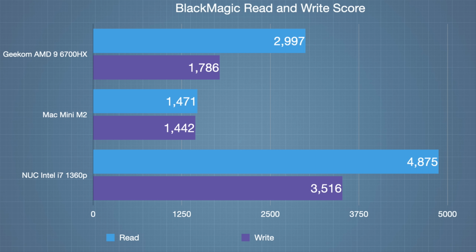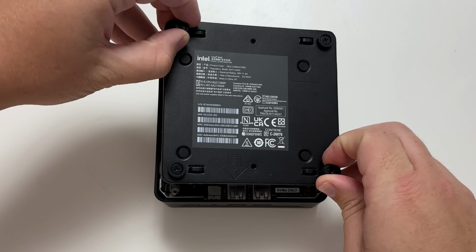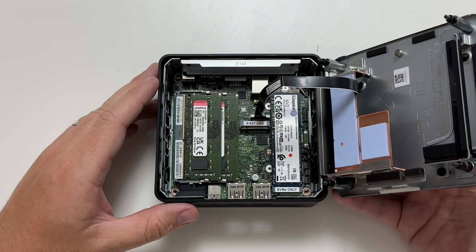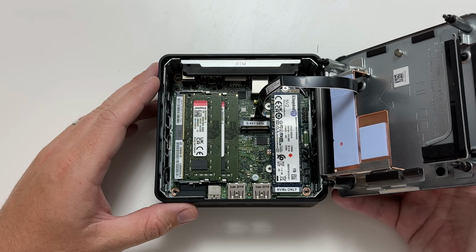3,516. It's also worth noting at this stage that with the Geekom and also the NUC, you can add more SSD NVMe storage inside it, or even change it if you wanted to, whereas with the Mac Mini M2, you are stuck with the soldered on storage inside. You cannot do any upgrade options apart from maybe an external drive.